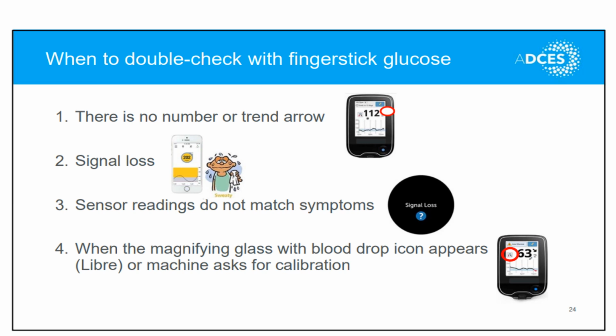And when should they double check? Obviously, if they feel like something's off and this isn't recording it, they would want to double check. And if the system's telling them to check because they're heading down, or if they have a signal loss, if they've left their reader or their phone someplace, then they might want to also double check with a finger stick.